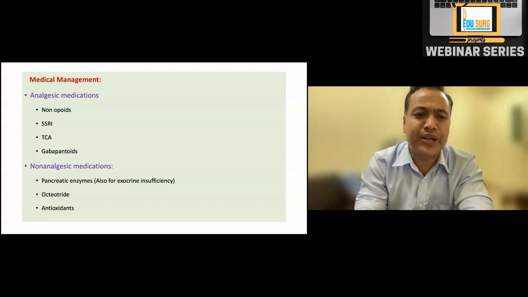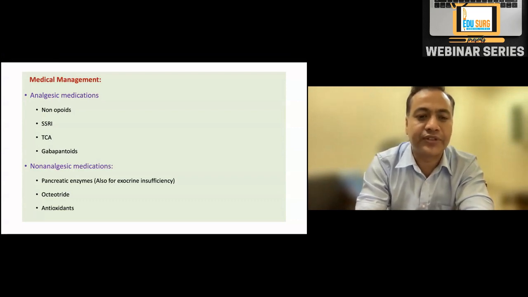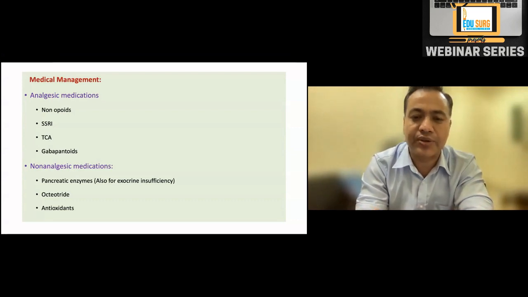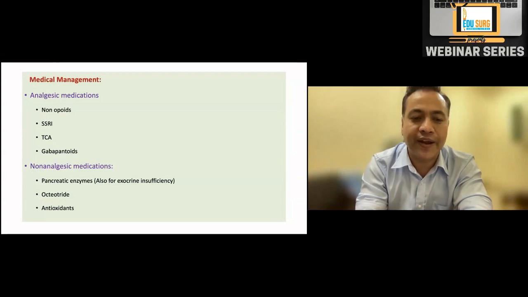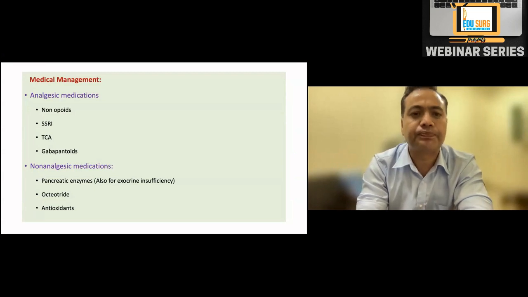Besides these analgesic medications, other non-analgesic medications are also used in the medical treatment of chronic pancreatitis, like pancreatic enzymes, which are basically used for exocrine insufficiency but are also used for controlling the pain. Similarly, octreotide has been used. And these days, we've been hearing a lot about the role of antioxidants in controlling the pain of chronic pancreatitis.